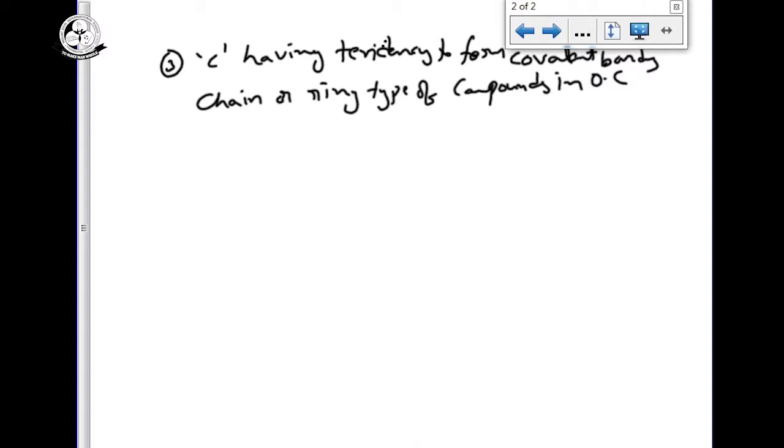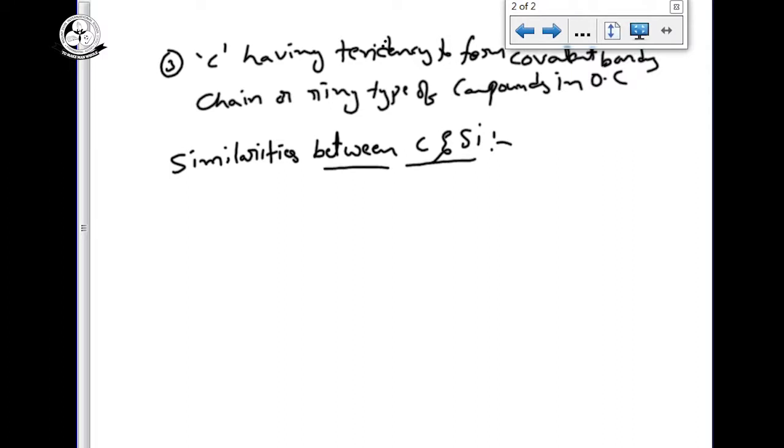Now see the similarities between carbon and silicon. Silicon also can form the same type of cyclic compounds and chain compounds, so there is a necessity to compare carbon and silicon. Now our next topic is similarities between carbon and silicon. What are the similarities we are having?